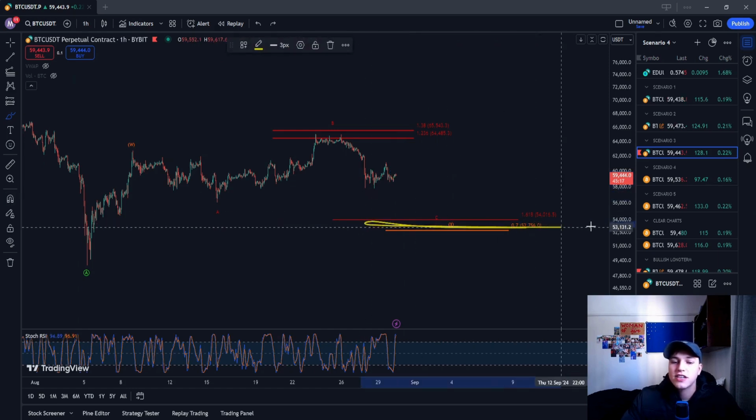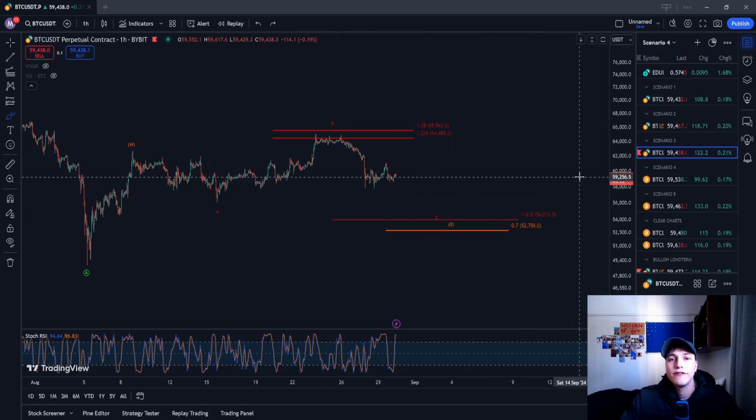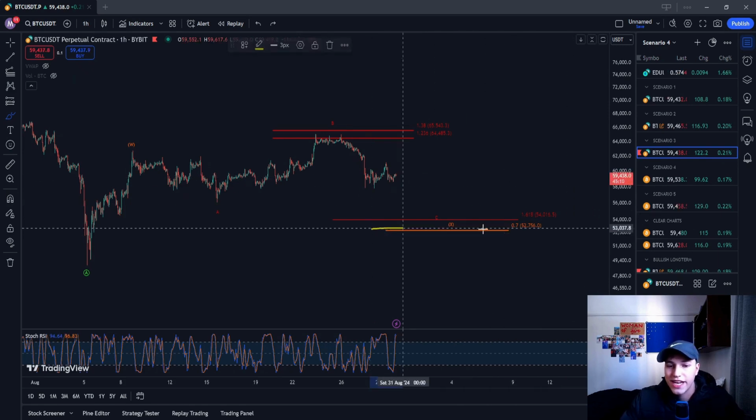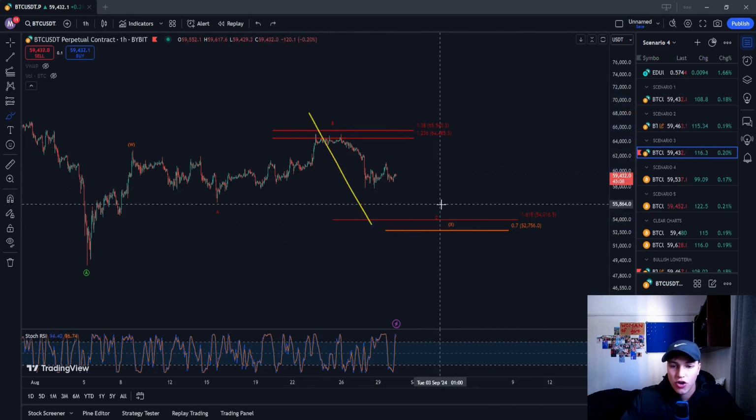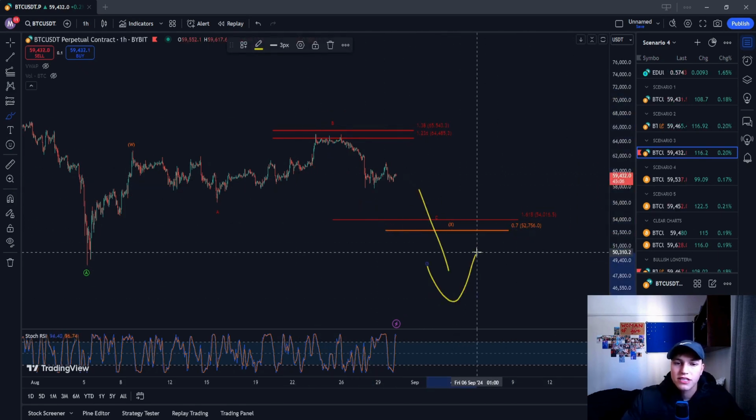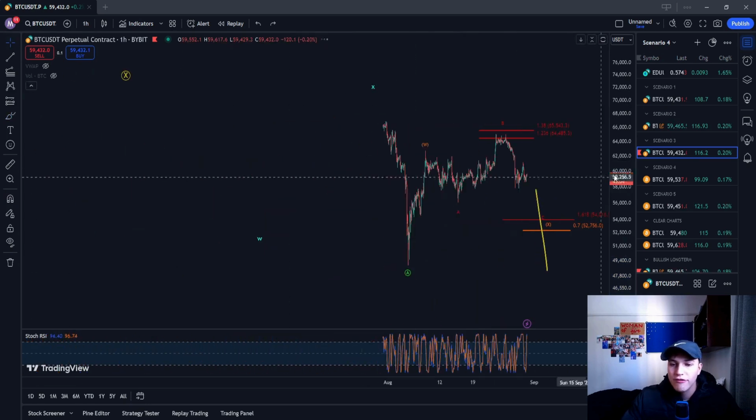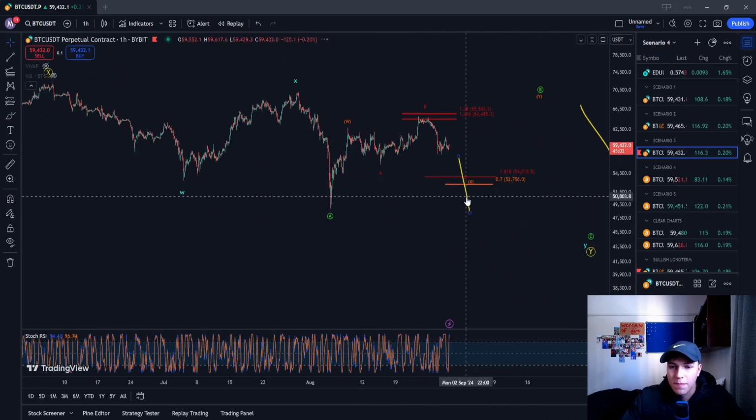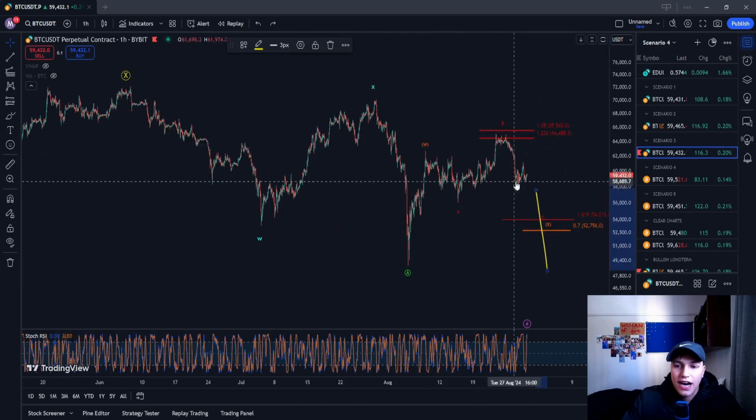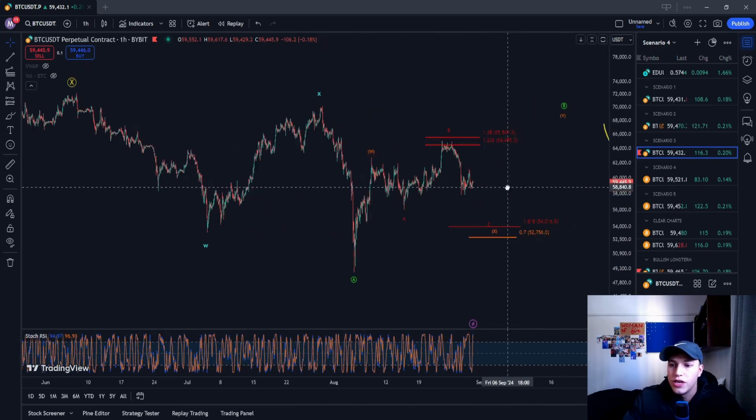Wave X cannot touch the 0.7 at 52,756, as this would invalidate this entire scenario, and then the likelihood we are moving straight down in that C wave is a lot higher. So do keep an eye on this scenario too.